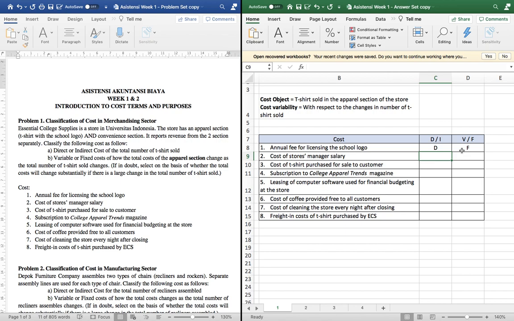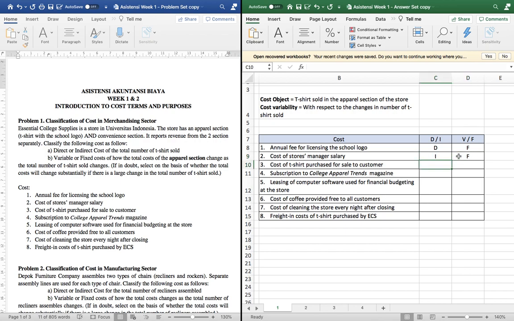And the second is cost of the store's manager salary. It is indirect cost. Why? Because the store's manager, in this case, oversees both of the section of the store, which is apparel and also convenience section. So we can say that it is indirectly related to the t-shirts sold in the apparel section. And it is also fixed because it doesn't increase when we increase the number of t-shirts sold.